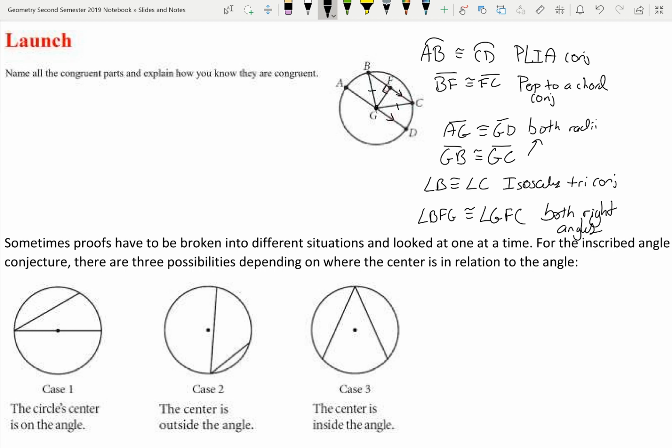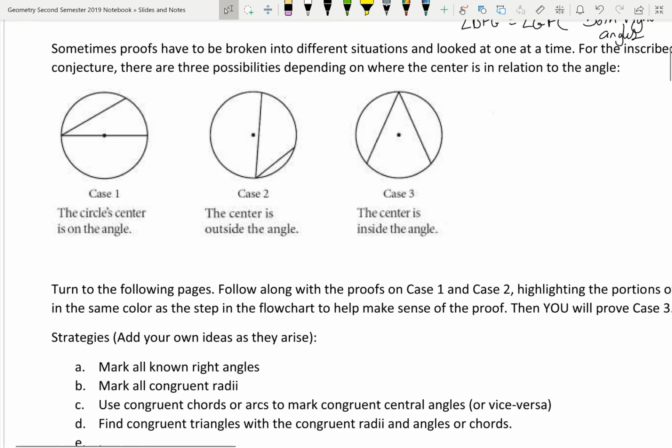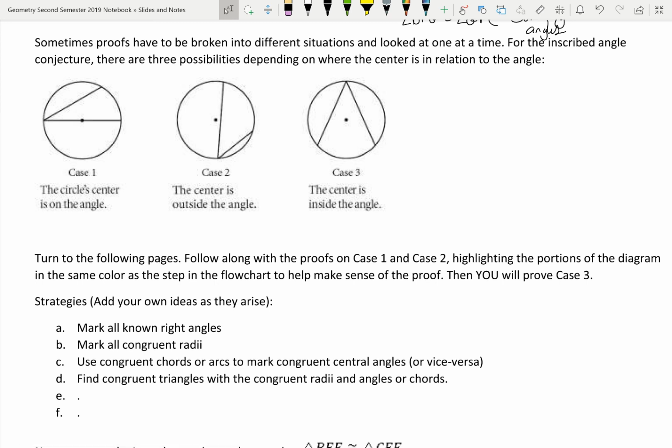Okay, so that's our warm-up, and let's look at some different cases now. Sometimes proofs have to be broken into different situations and looked at one at a time. For the inscribed angle conjecture, there are three possibilities depending on where the center is in relation to the angle. In the first case, the center is on the angle. In the second case, the center is outside the angle. And in the third case, the center is inside the angle.